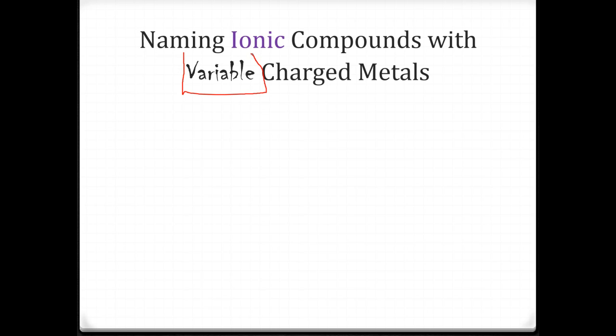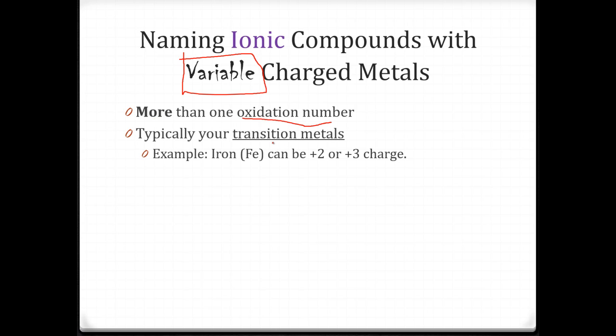But we do have some things with variable charge. For example, the transition metals, which means they have more than one charge, more than one oxidation number. For example, iron can be a +2 or a +3. So we're going to use Roman numerals to note which ones are which. All right, iron 3 chloride. See, we still change the ending, but we stick this Roman numeral 3 in here.